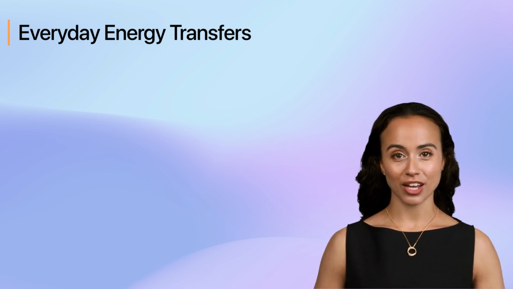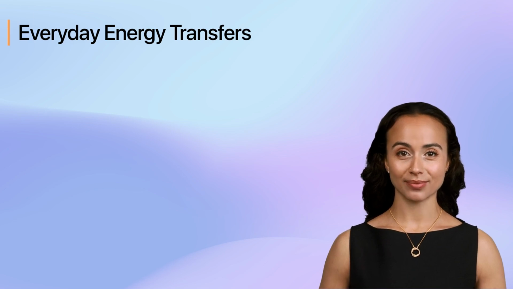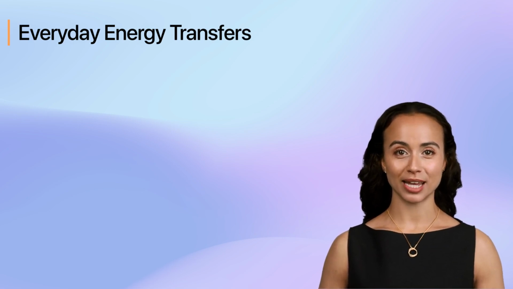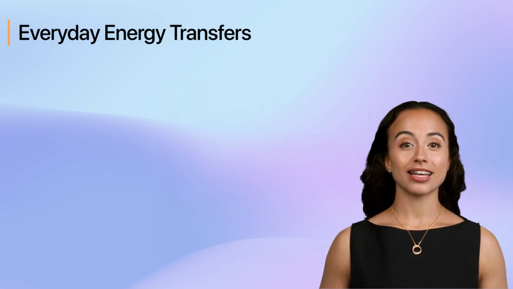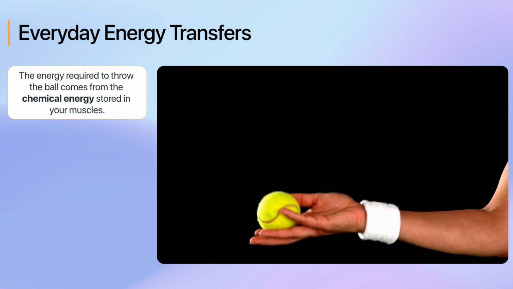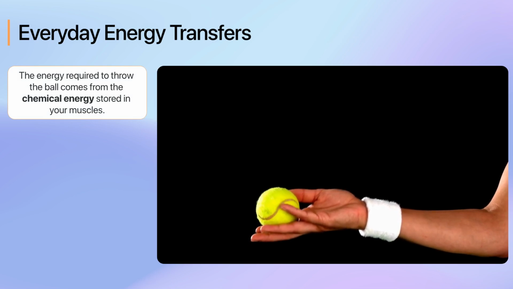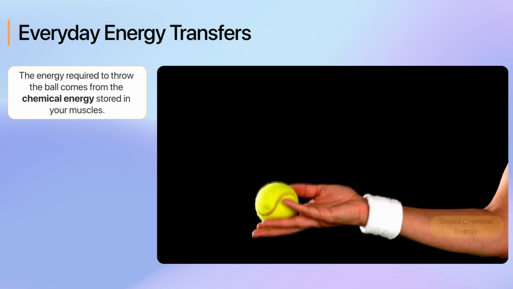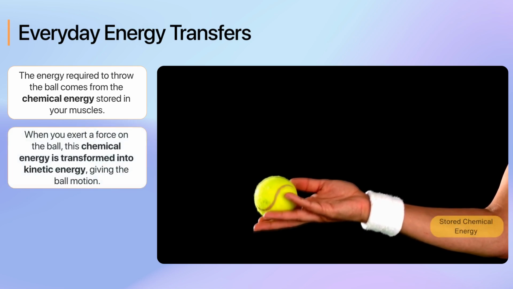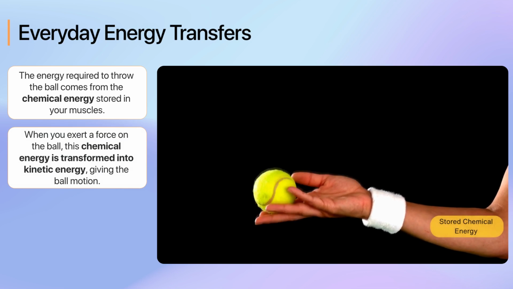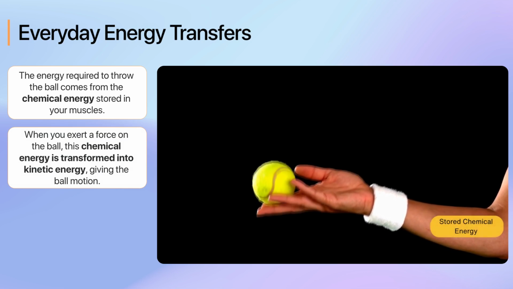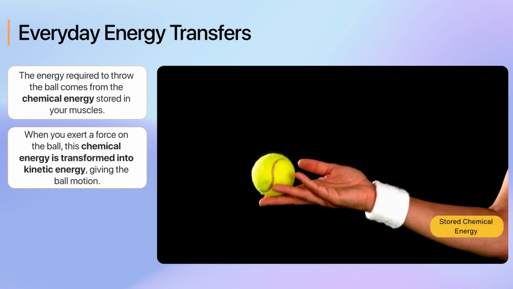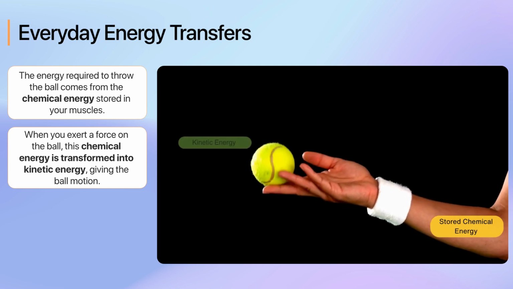When you throw an object, such as a ball, into the air, several energy transformations take place. Let's break this process down. Initially, the energy required to throw the ball comes from the chemical energy stored in your muscles. When you exert a force on the ball, this chemical energy is transformed into kinetic energy, giving the ball motion. The harder you throw the ball, the more kinetic energy it gains.